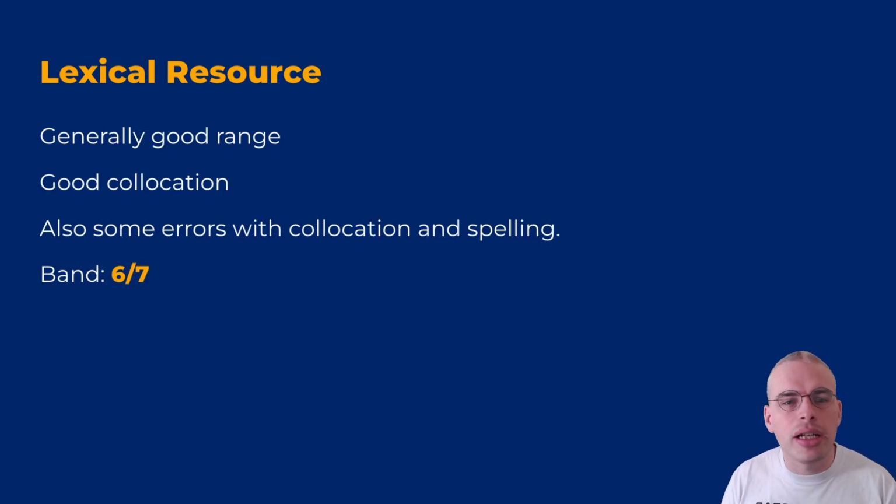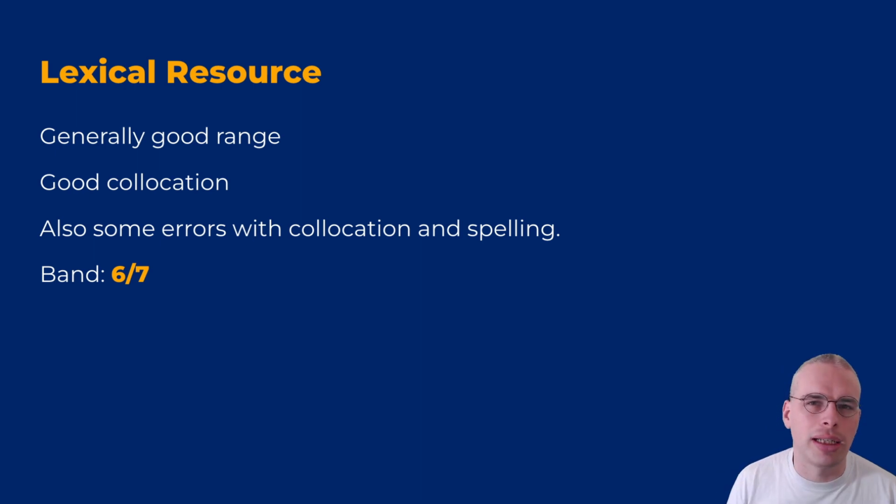Generally quite a good range, some good collocation, but also some errors. So I think this one is a 6 or a 7. I put 6/7. I think it might creep up into 7 territory, to be honest, but there are quite a few errors with collocation. There's also quite a few spelling mistakes. So I think this one is really on the borderline. It's probably the best aspect of this essay overall.